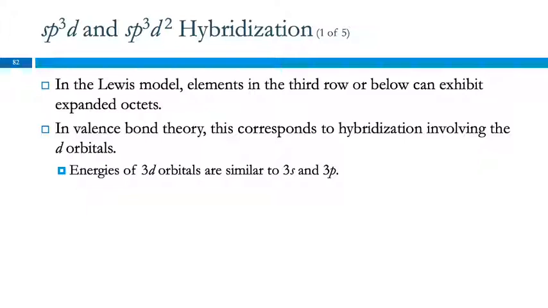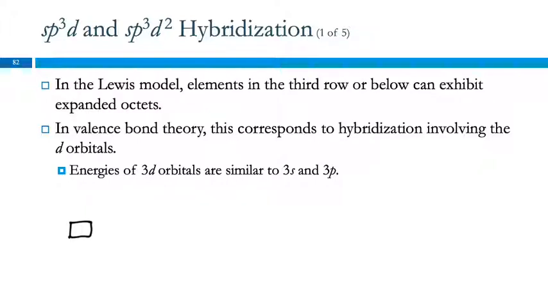So in the Lewis model, we had the possibility for expanded octets with elements in the third row or larger, right? So phosphorus and sulfur, those guys. In valence bond theory, this corresponds to hybridization involving the d orbitals, okay? The energies of the 3d orbitals are similar to those of the 3s and the 3p.